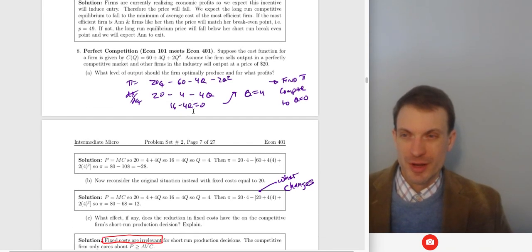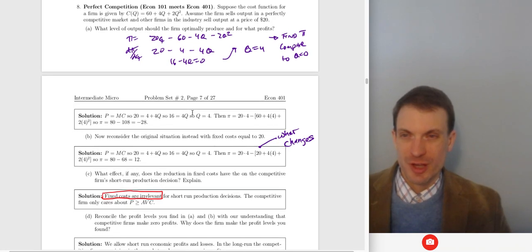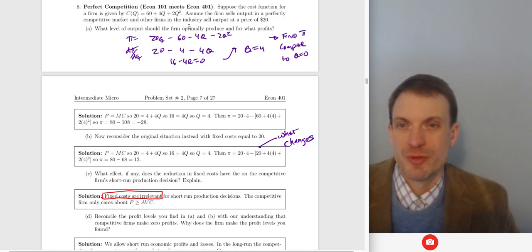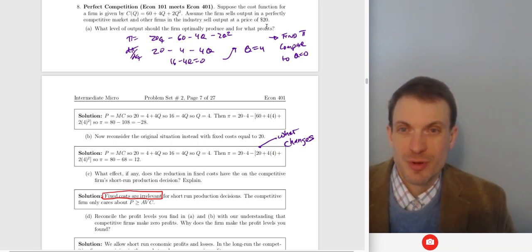Good. All right, question 9. Suppose the cost function for a firm is given by 60 plus 4q plus 2q squared. Assume the firm sells output in a perfectly competitive market. Other firms in the industry sell output at a price of $20. At what level of output should the firm optimally produce and for what profits? All right, well, we just want to think about maximizing profit here.